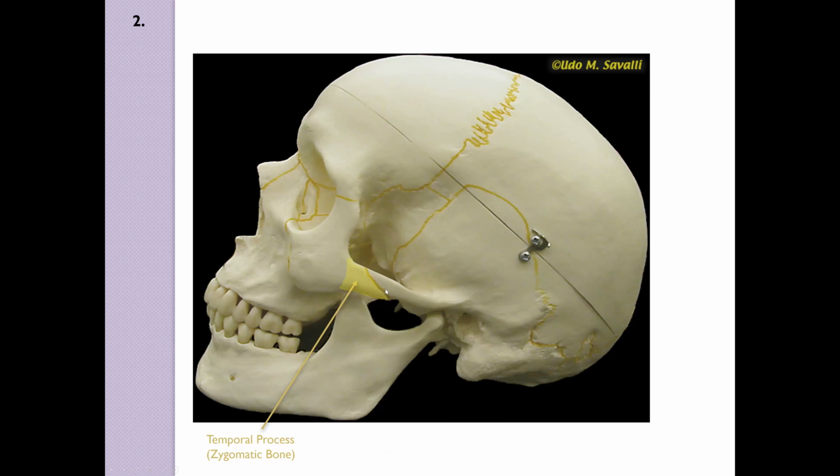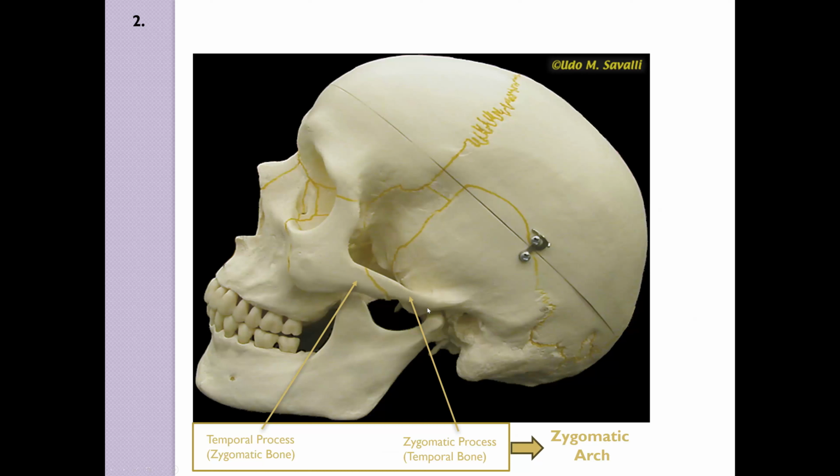We also have a zygomatic process on the temporal bone, again so named because it is touching the zygomatic bone. So that's the zygomatic process on the temporal bone, and the two of those together make up the structure we call the zygomatic arch. So again, the zygomatic arch is composed of the temporal process on the zygomatic bone and the zygomatic process on the temporal bone.